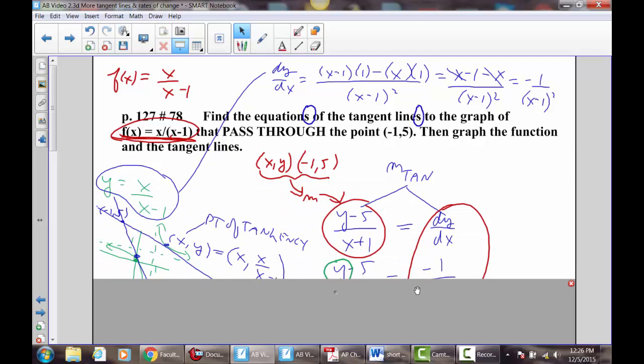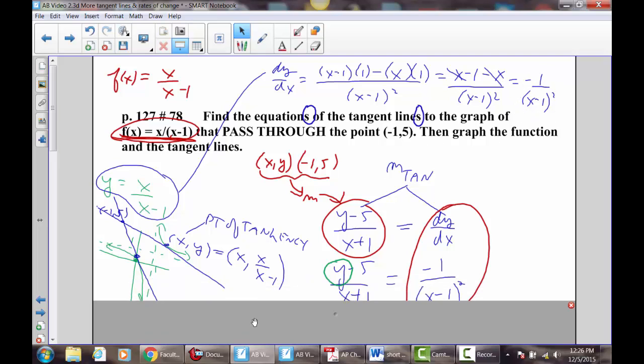Okay, so for this equation, the equation they're giving you, of course, is y equals x over x minus 1. We're going to need a point and a slope. So the slope is going to come from the derivative of this function. Here's the quotient rule. So here's the derivative. And you now know that's the slope of the line.